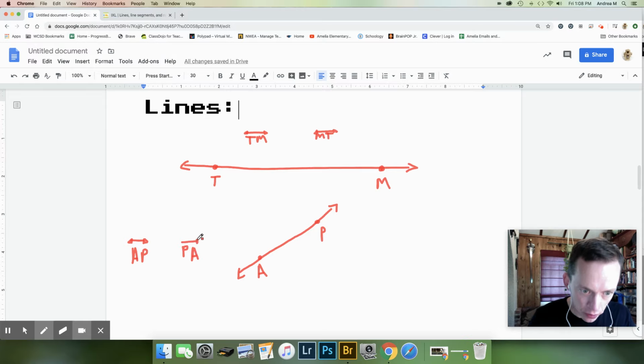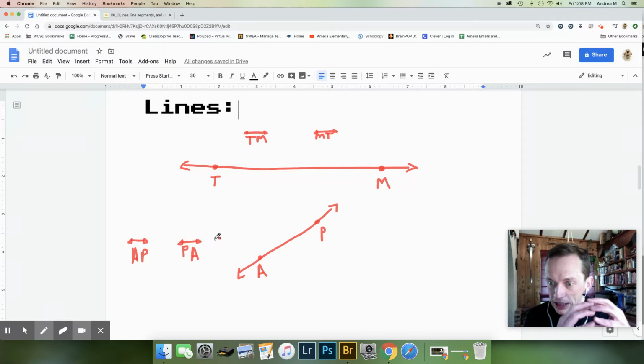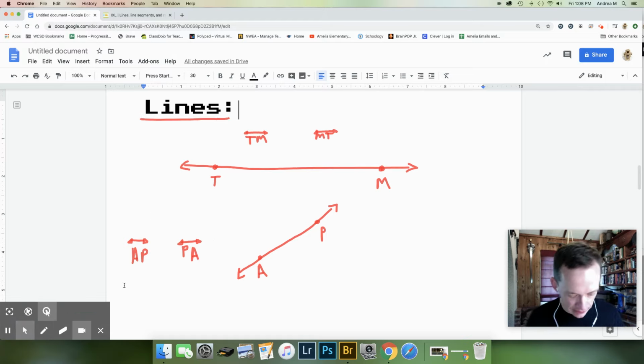Okay, I'm going to put that little symbol at the top to tell people that this is a line. The symbols are just mini versions of what the actual thing looks like. These are lines.